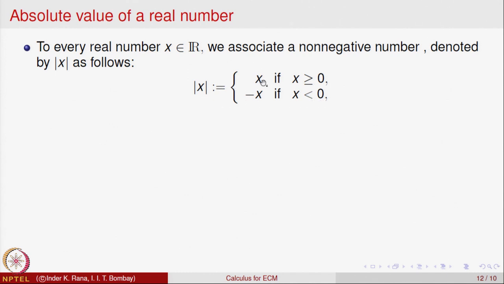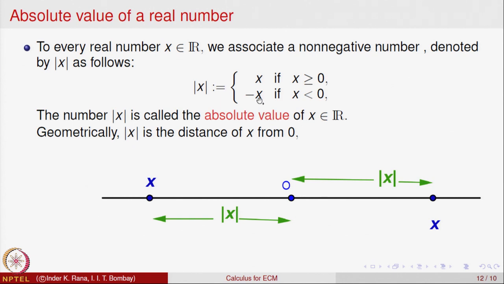Note that for a non-negative number x, the absolute value of x is x itself, whereas if it is negative, then the absolute value is minus x. So the absolute value of a number is always a non-negative real number. Geometrically, if this is 0 and this is the point x, we want to measure this distance from 0 to x. That is mod x, because distance is always measured as a positive quantity.